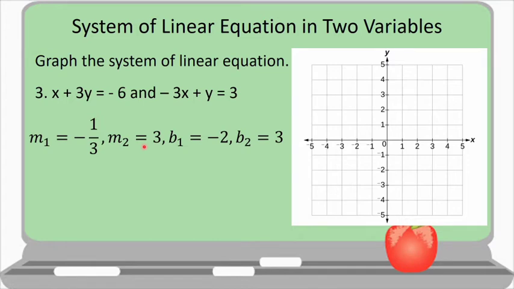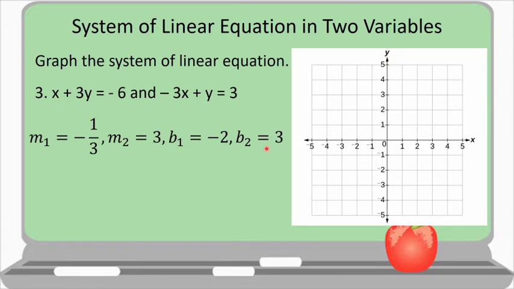Now for the first equation, or first y-intercept, we have here negative 6 divided by 3. So it is equal to negative 2. And then 3 divided by positive 1, which is equal to 3. So our b sub 1 is negative 2 and b sub 2 is 3.